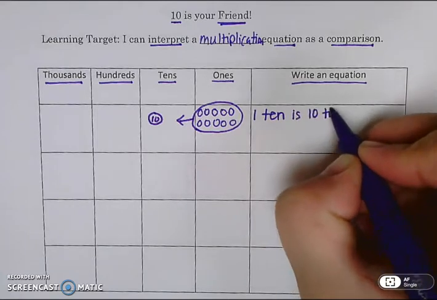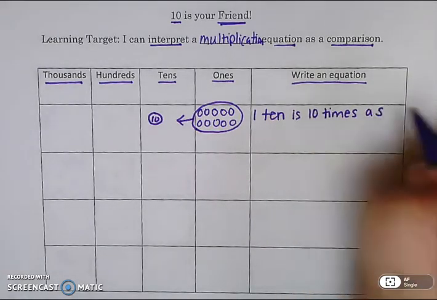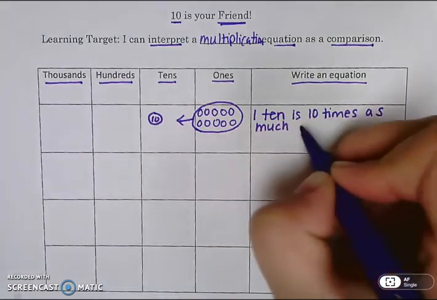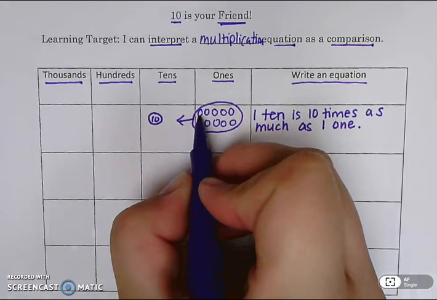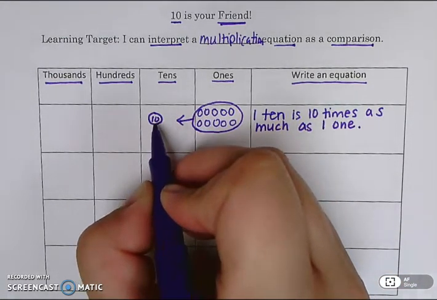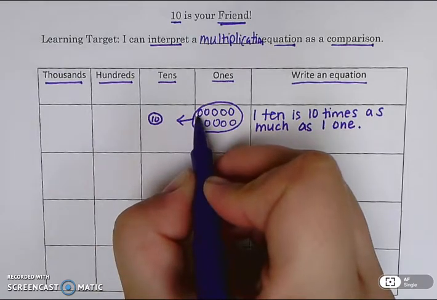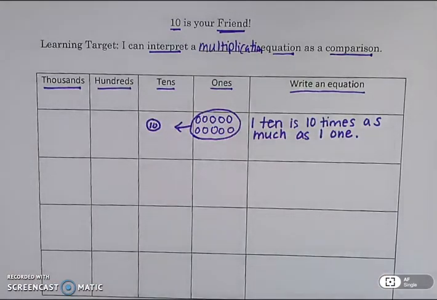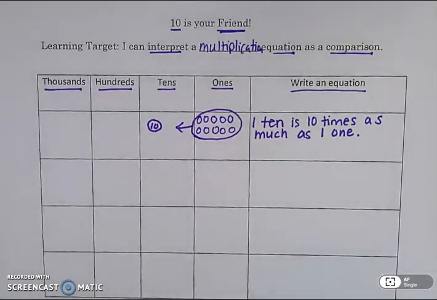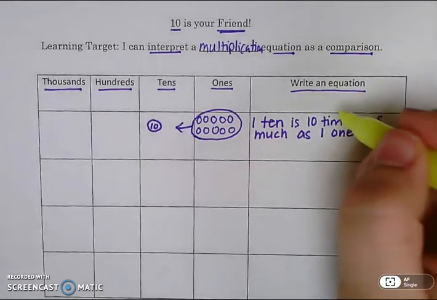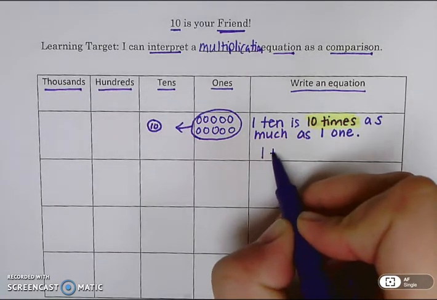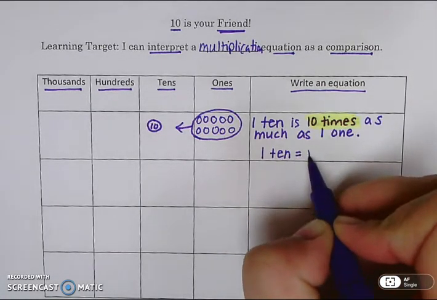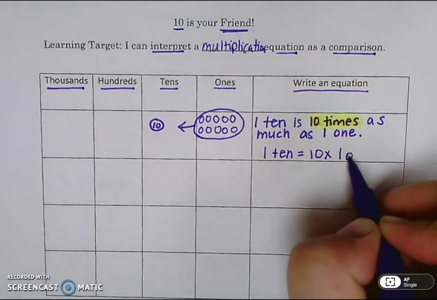Okay, so what we would say then is 1 ten, our 1 ten right here, is 10 times as much as 1 one. So if we just have one of these here and one of these here, 1 ten is 10 times as much as this one right here. So this is why it's really important to know that 10 is our friend, because it's going to be 10 times as much. Our equation would be that 1 ten equals 10 times 1 one.